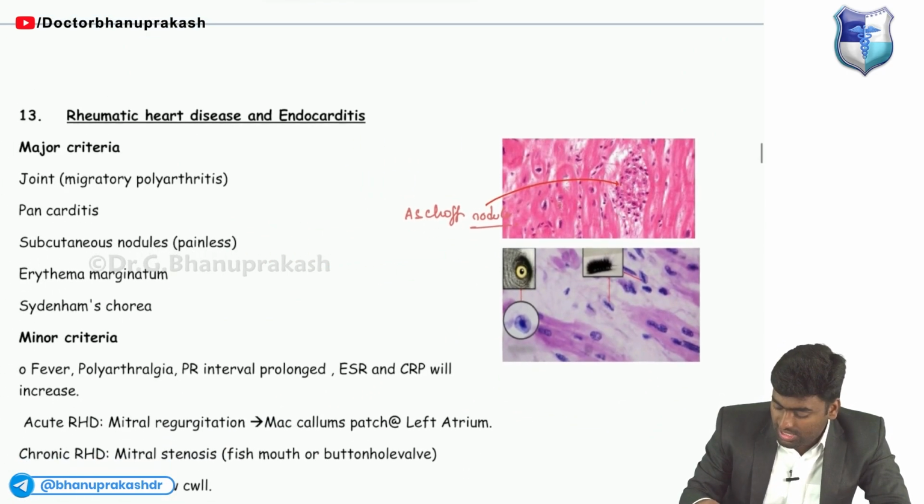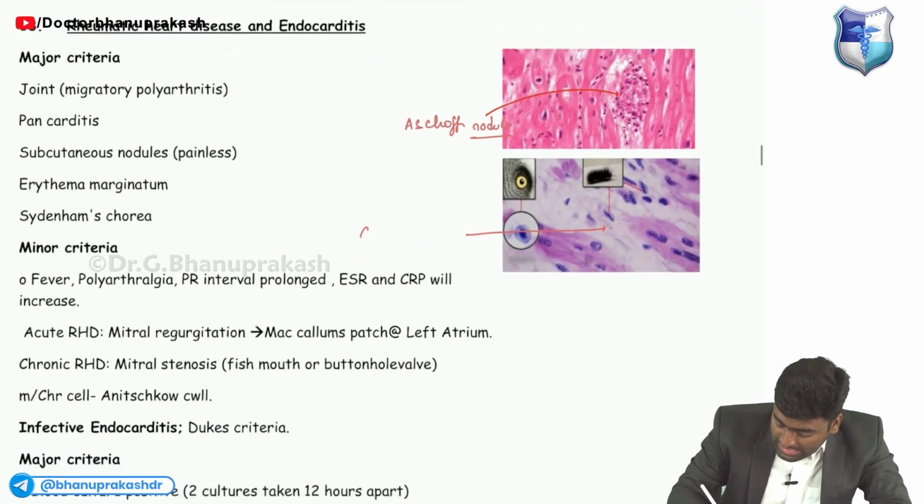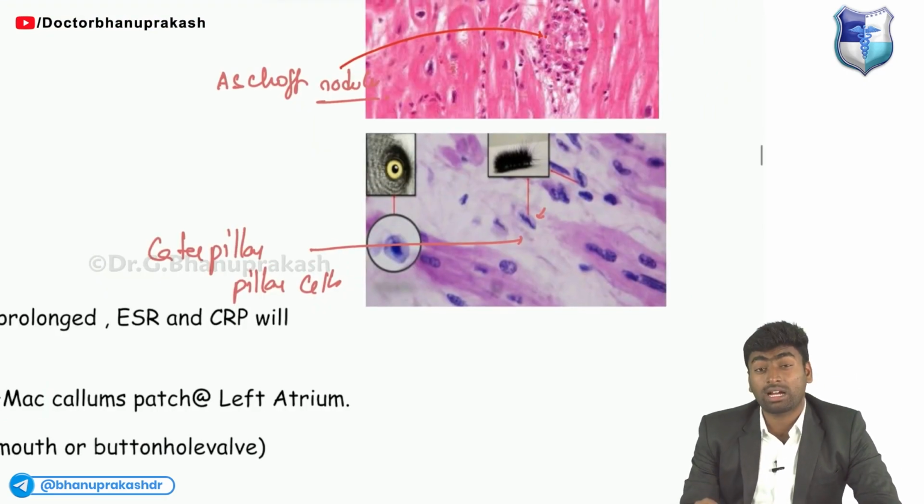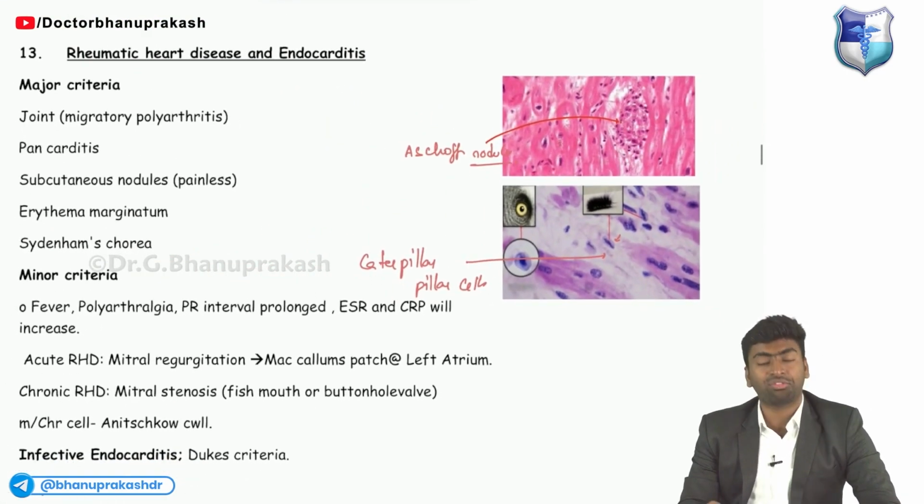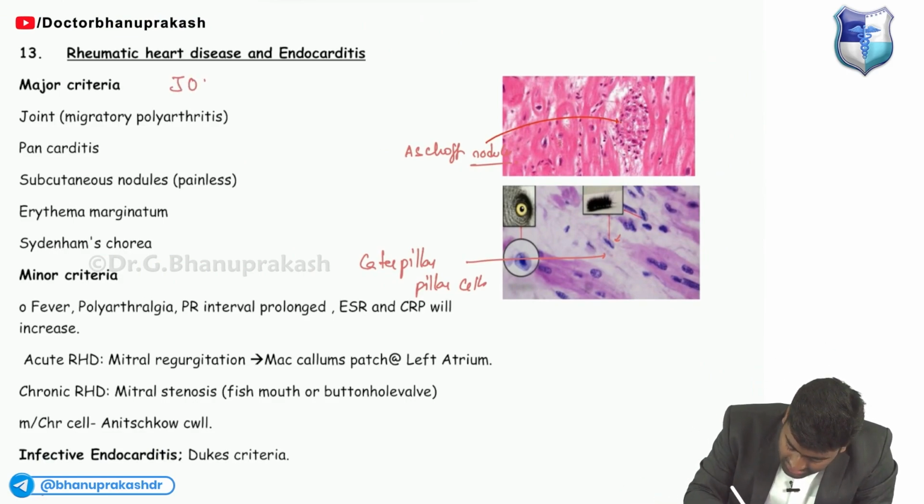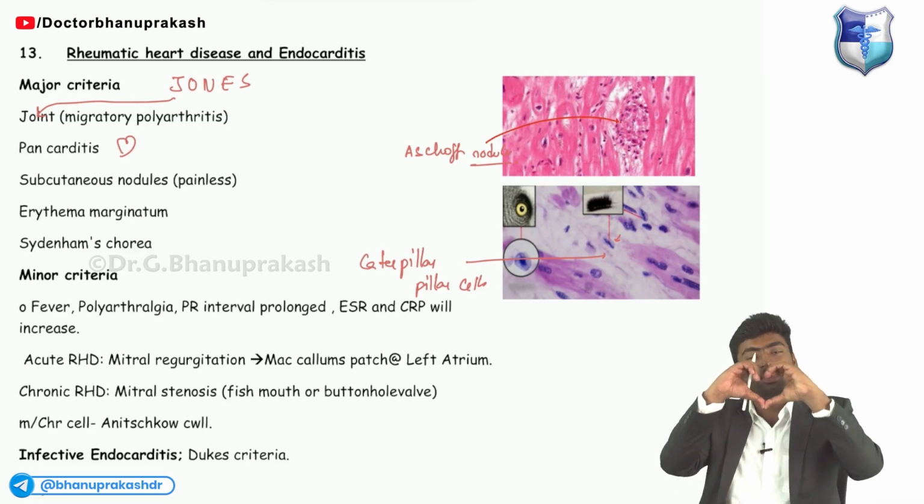Here you will be able to see this type of cells in cross section. They are known as caterpillar cells, see, it is like a caterpillar, right? Next, there are a few criteria you need to know. What is the name of the criteria? It is the Jones criteria. So J is for joint involvement, and next one is O, like how we made it for Pompe's disease.